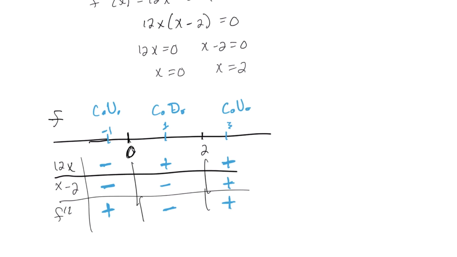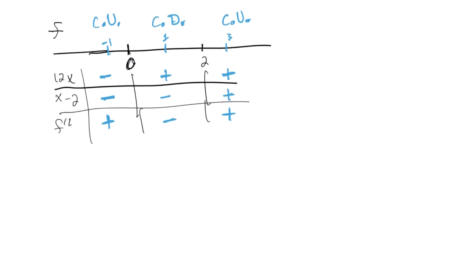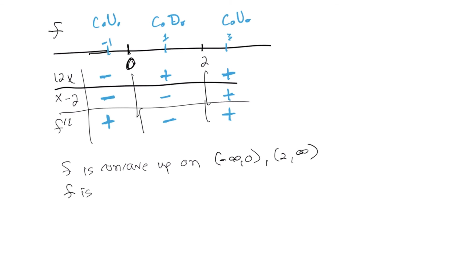So from the second derivative, we can write some conclusions. We can infer information about our original function. So I'm going to say f is concave up on the interval from minus infinity to 0 and 2 to infinity, where my second derivative is positive. And then f is concave down on the interval from 0 to 2.